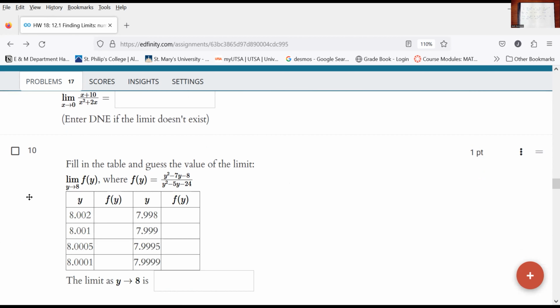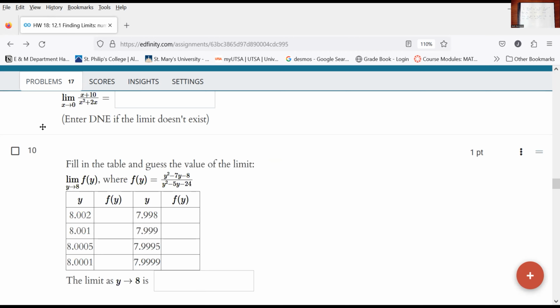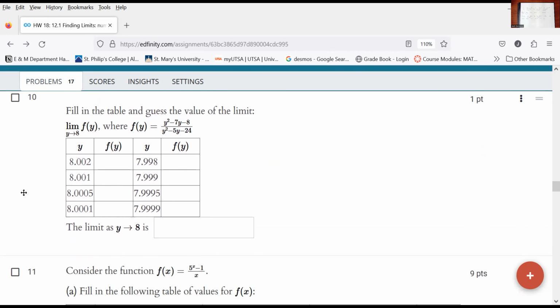Here they force us. Number 10. So they want to know, I need to fill in the blanks. I guess not, but this will help us understand what I'm saying.